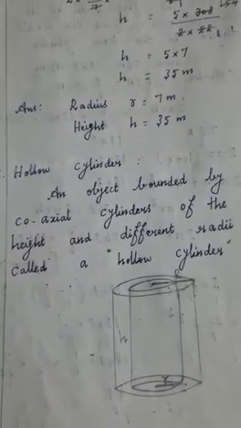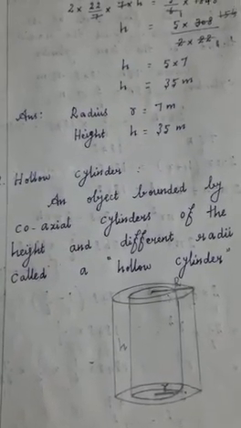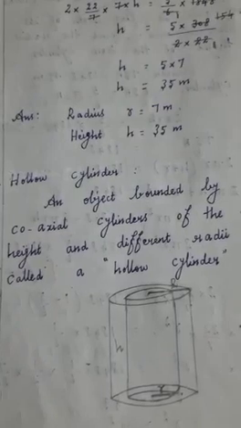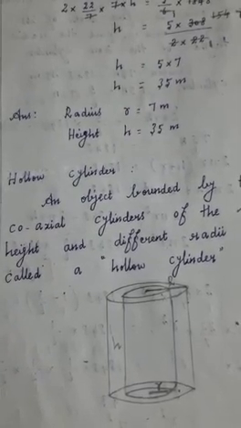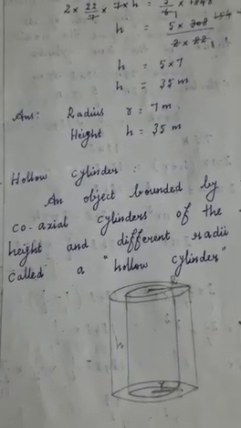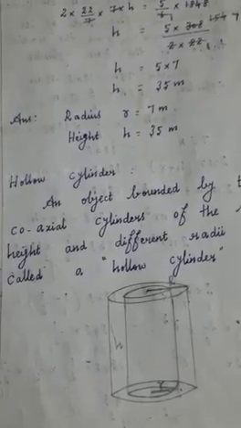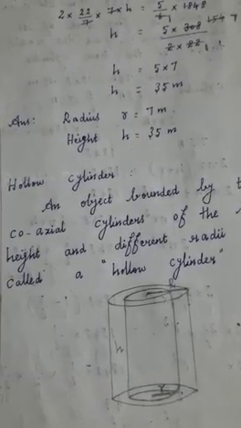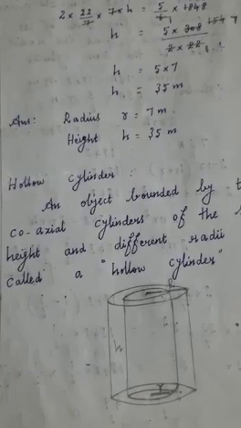Today we are going to learn about the next shape, the hollow cylinder, and we can see how to derive the surface area formula for the hollow cylinder. That means the CSA and TSA of the hollow cylinder. In the previous class we learned about the right circular cylinder.